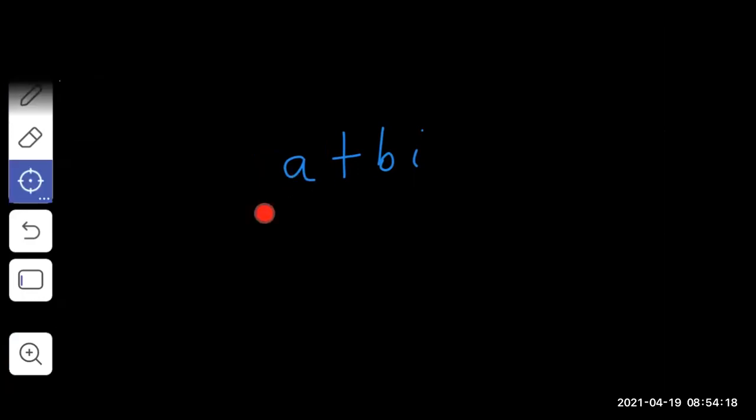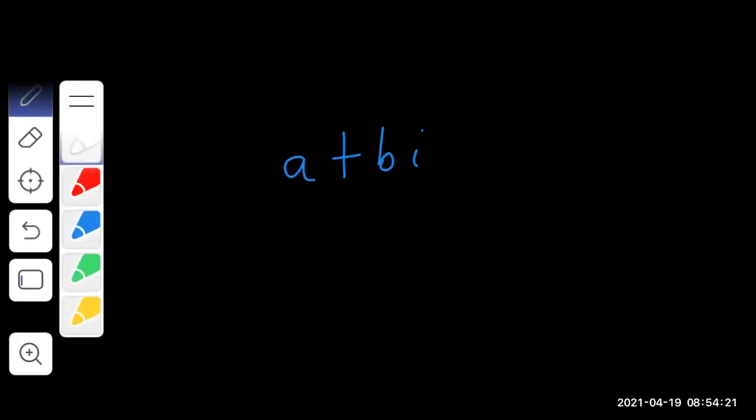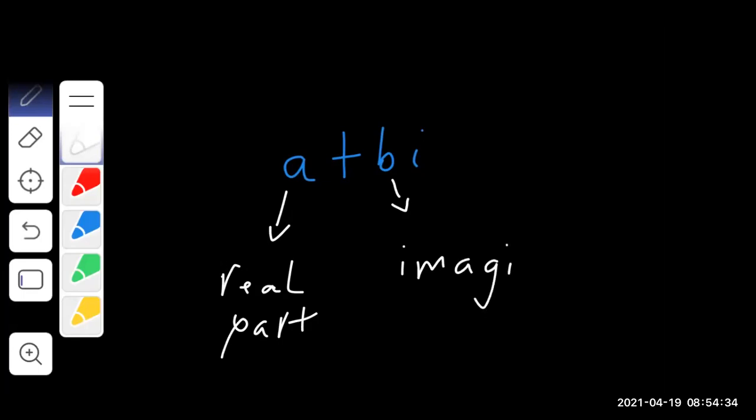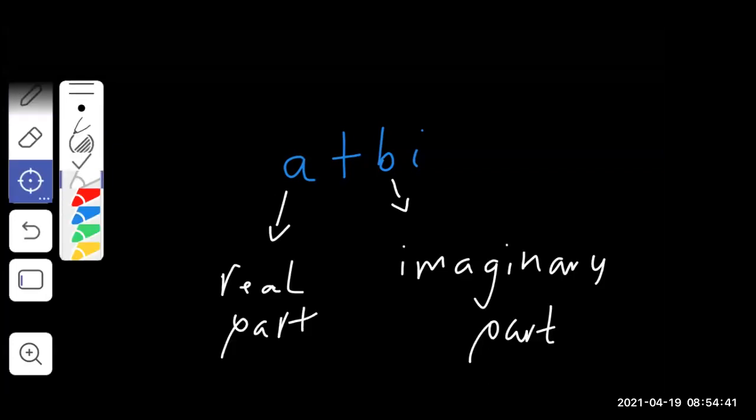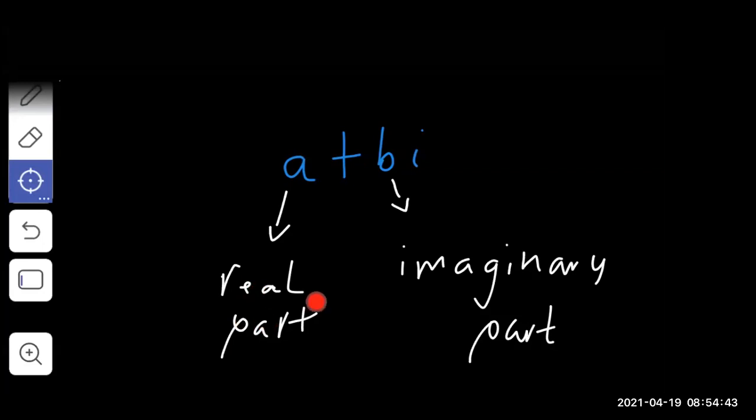The first part is called the real part. And the second part, this bi, the one with the i, is called the imaginary part. I repeat, the first component is called the real part, and the one with the i, the coefficient of the i, is called the imaginary part. This is how a complex number looks.